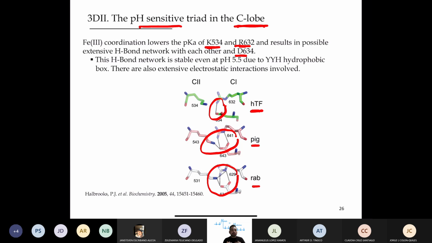But this is actually really critical because you can see how this interaction is favorable in order to keep the metal bound to the protein, but then how acidification can potentially play a role. As it turns out, because of this extensive hydrogen bond network, this type of interaction is even stable at a pH of 5.5. And so I'll talk to you later about why this is important.